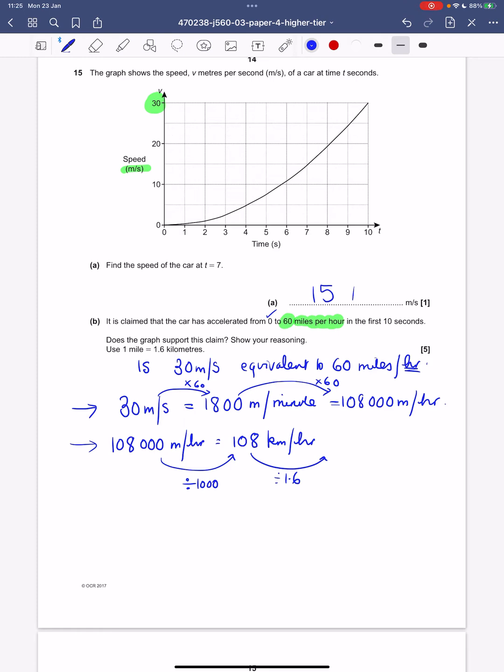Okay. Sorry. And divide by 1,000. I didn't do that, I did that one in my head. And then divide by 1.6. So that is 108 divided by 1.6, which is 67.5 miles per hour. Okay.